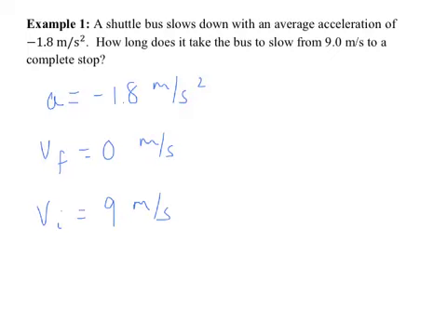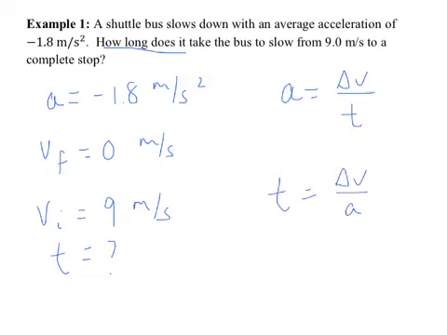Now this problem says, how long does it take? Well, we have to think about what we know. We know acceleration, we know change in velocity, and then we're looking for the time period. So let's start with our formula. But I want to get time by itself, so let's multiply by t and divide by a simultaneously to give us this. And then redefine delta v as final velocity minus initial velocity.